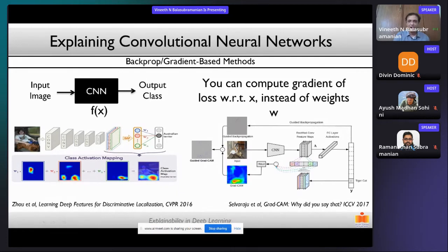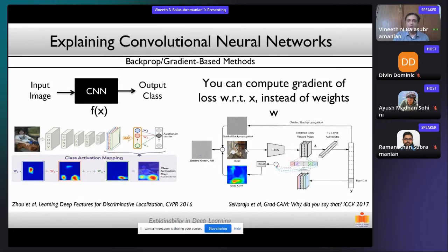So if you have an image, and I try to find out which input pixel had the highest attribution towards the output, I could get that by using the gradient of the loss with respect to X. Remember, when we train a neural network, we compute the gradient of the loss with respect to the weights. We compute, say, ∂L/∂W to update the weights of a neural network. You could use the same chain rule to compute ∂L/∂X.